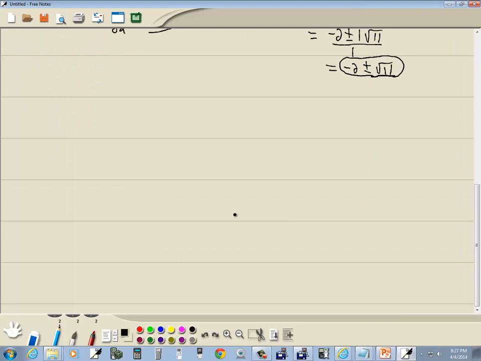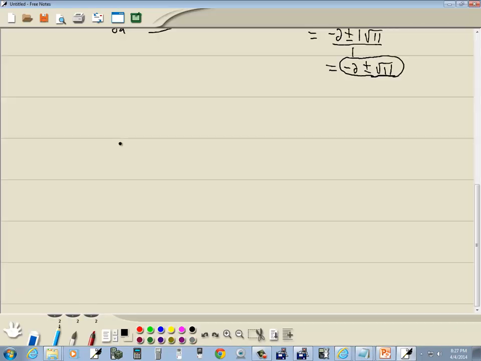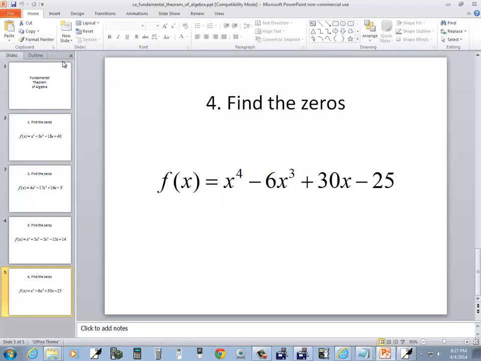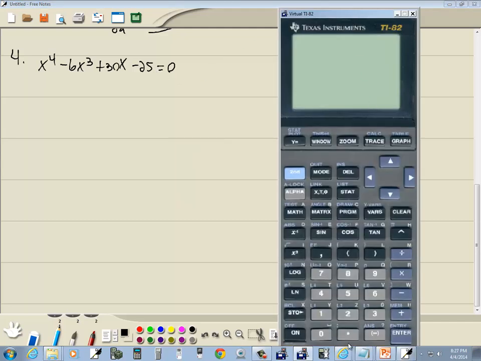Okay, let's look at our fourth problem. Again, we want to find the zeros of this. So we've got x to the 4th minus 6x to the 3rd plus 30x minus 25, and we're setting it equal to 0. If you're finding zeros, you set it equal to 0 and you solve it. Well, let's go input our polynomial in.